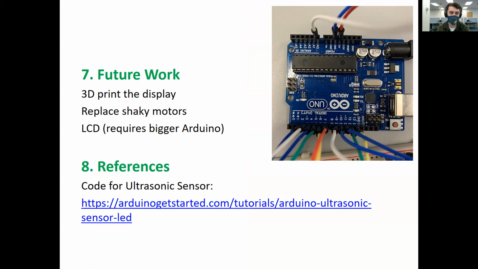So, future work, I would like to 3D print the display rather than just make it out of particle board. That would make it a lot stronger and a bit more precise. I'd also like to replace the 2 shaky motors with motors that don't shake. If I had a bit more time, then I would expand into incorporating an LCD rather than just LEDs.